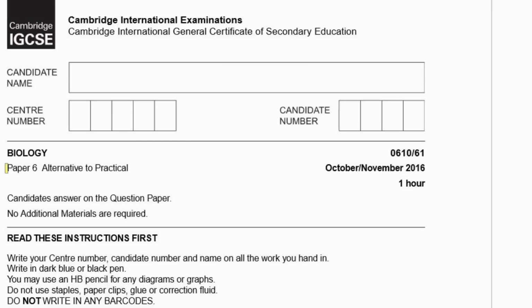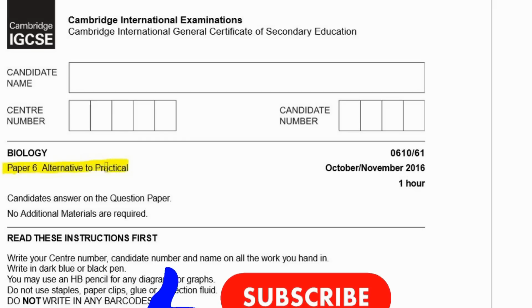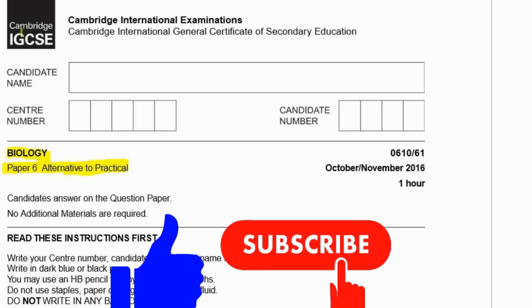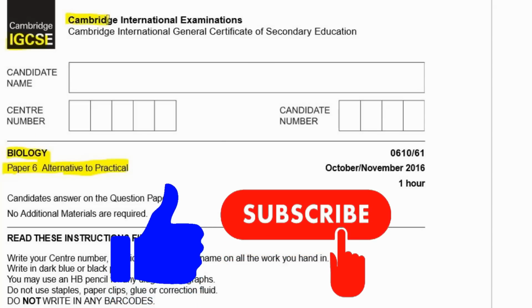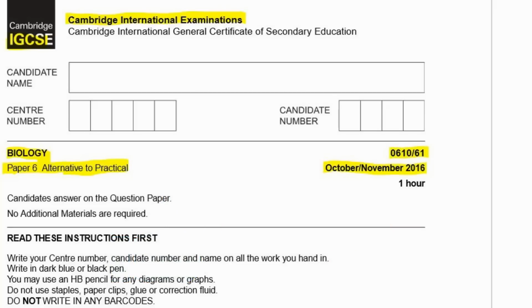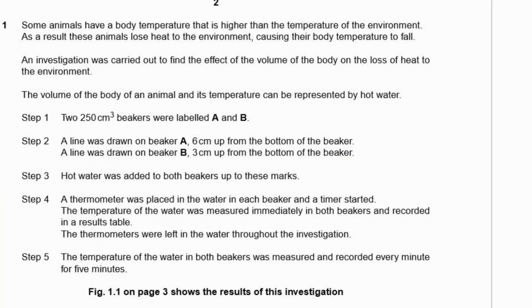All right, so let's go over paper 6, which is the alternative to the practical for biology. That's IGCSE from Cambridge International Examination, CIE, October-November 2016, so that's winter 2016, variant 1, so 0610/61. All right, let's get started.